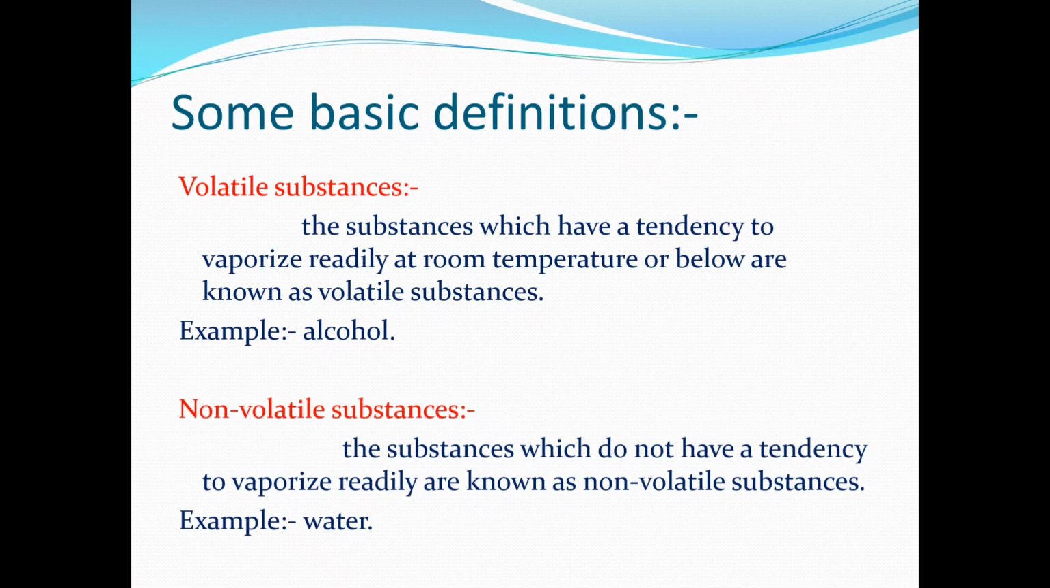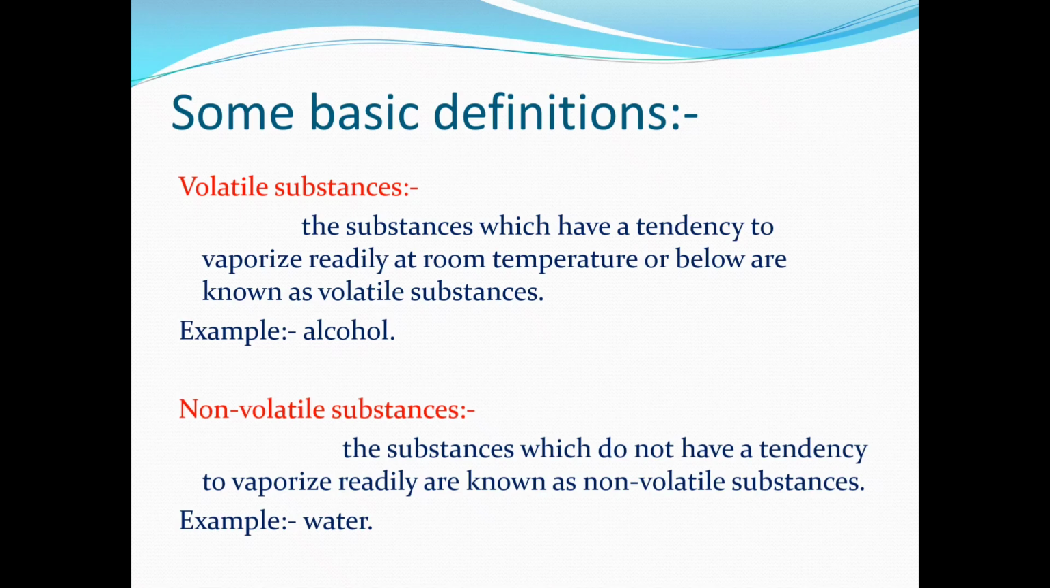Volatile substances are those substances which have a tendency to vaporize readily at room temperature or below. We have seen that by supplying heat we are able to vaporize substances. But in the case of volatile substances, they vaporize readily just by keeping them at room temperature. Even below room temperature they are able to vaporize readily.